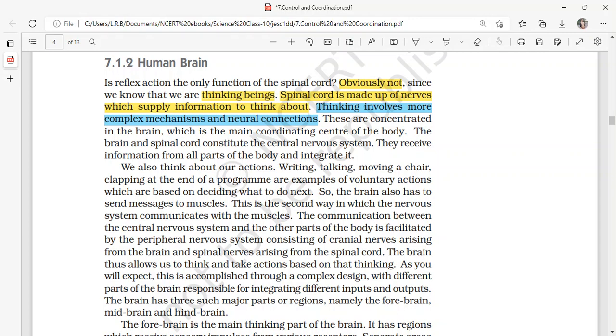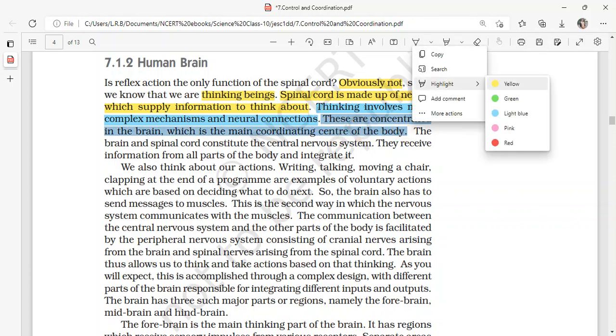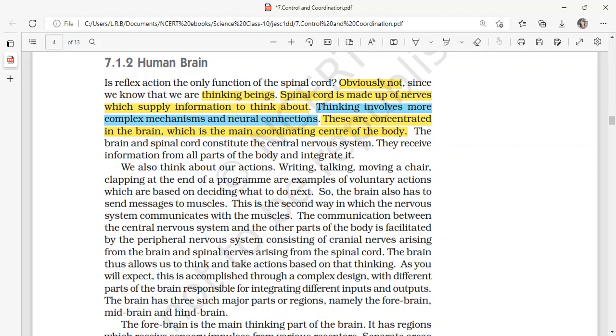They are constituted in the brain. So these are concentrated in the brain, which is the main coordinating center of the body. Just like the CPU of a system, the brain is the processing unit or the main coordinating center. The brain and the spinal cord constitute the central nervous system.